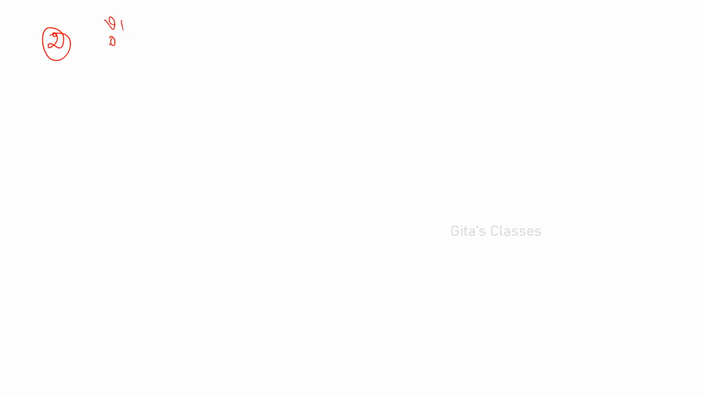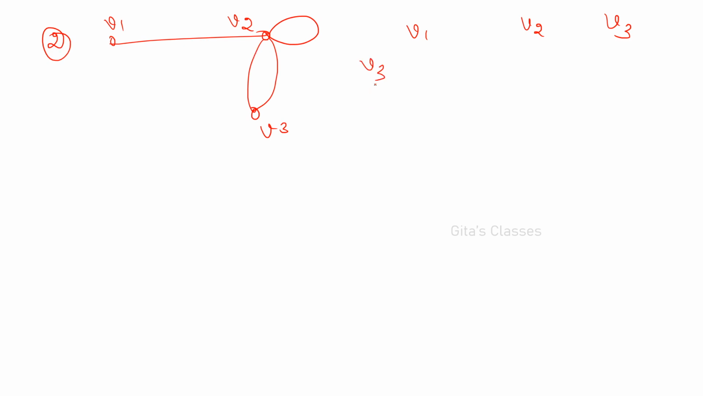V1, V2. Here you have a loop at V2. Then you have multiple edges at V3. V2 and V3 we have multiple edges. So here how will you write V1, V2, V3? So how many vertices are there? Three vertices are there. So V1, V2, V3.